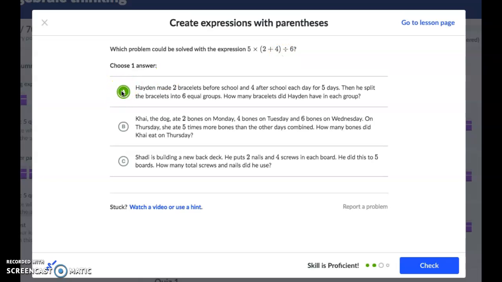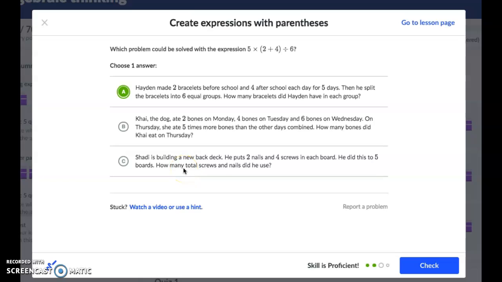Let's just double check that B and C don't make sense. Kai, the dog, ate 2 bones on Monday, 4 bones on Tuesday, 6 bones on Wednesday. On Thursday, she ate 5 times more bones than the other days combined. How many bones did Kai eat on Thursday? Okay, so this one seems like it's a possibility because it has all the right numbers. But here we would be adding up, on Thursday, 5 times more bones than all the other ones combined. So we would be adding up the 2 and the 4 and the 6, okay, not dividing the 6. So B is not going to be correct.